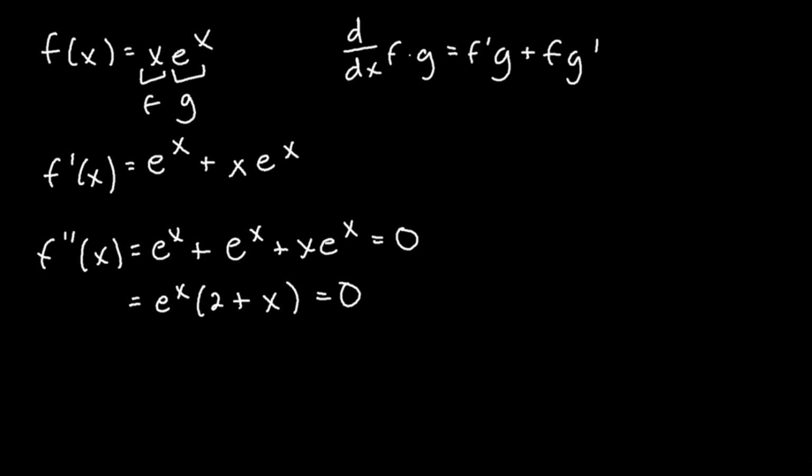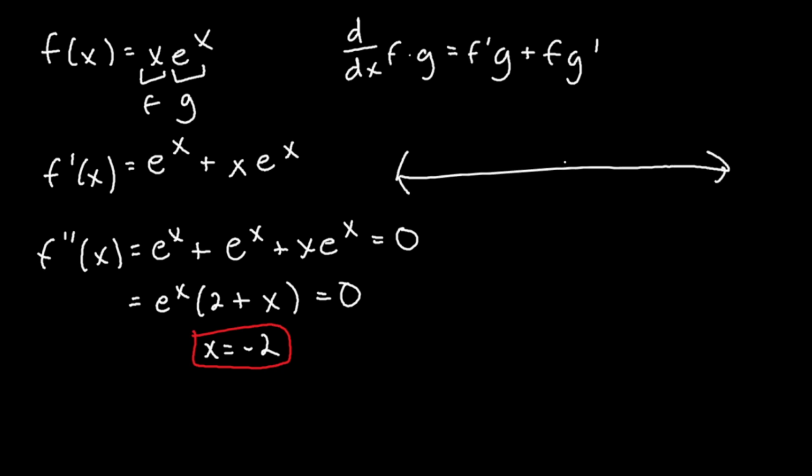So 2 plus x, when is this equal to 0? Just when x is equal to negative 2. So when x is equal to negative 2, this is an inflection point, and we want to see how the concavity changes. So let's go ahead and check that out.